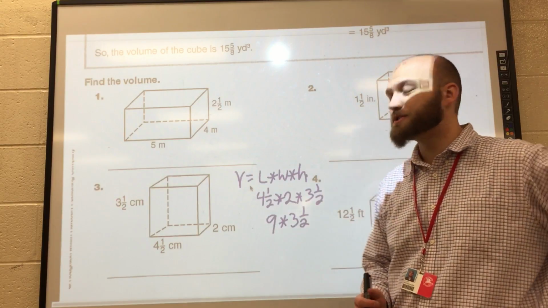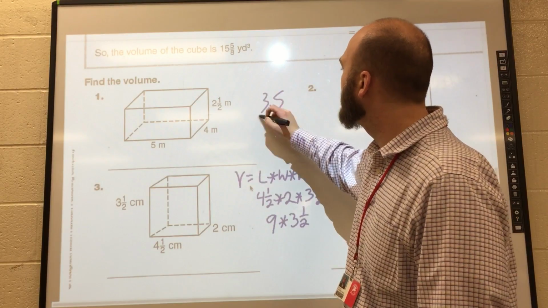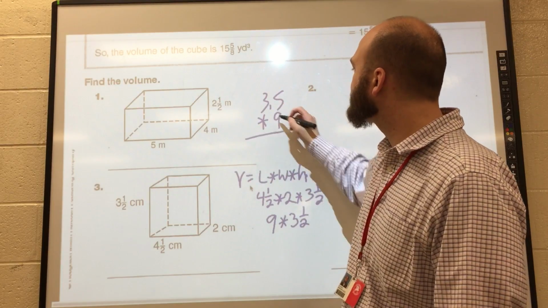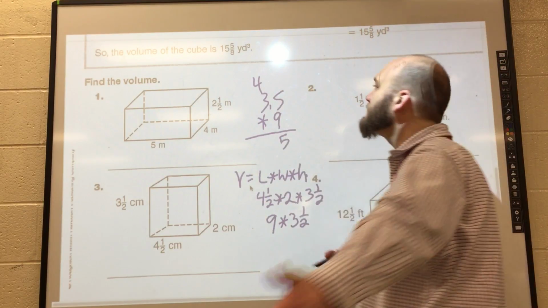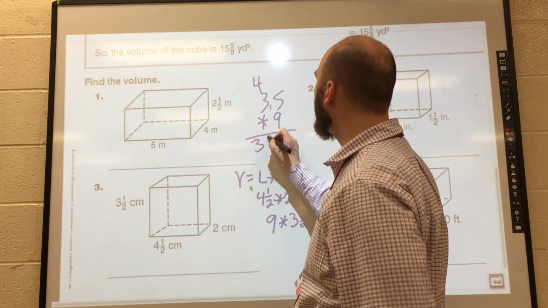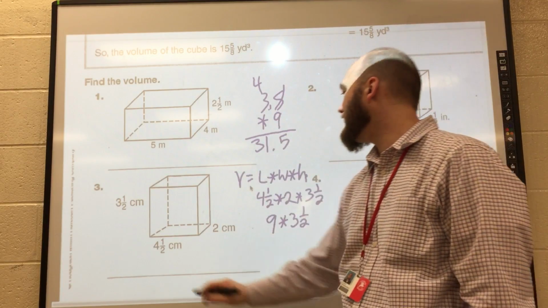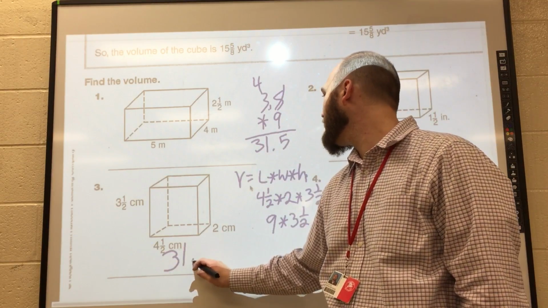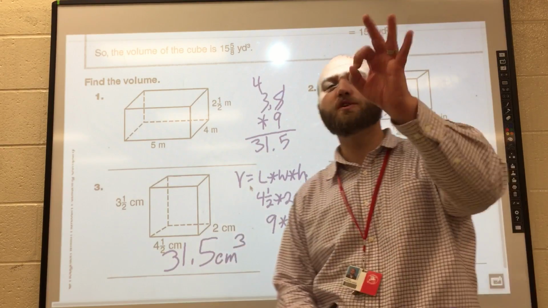Well, I'm getting into fractions here. I'm going to go ahead and write it out for you. 3.5 is the same thing as 35 tenths. I'm going to multiply that by 9. 9 times 5 gives me 45. 9 times 3 gives me 27. Plus 4 gives me 31. 1 digit to the right of the decimal in my problem, 1 in my answer. 31.5 centimeters cubed. It's cubed because it's volume.